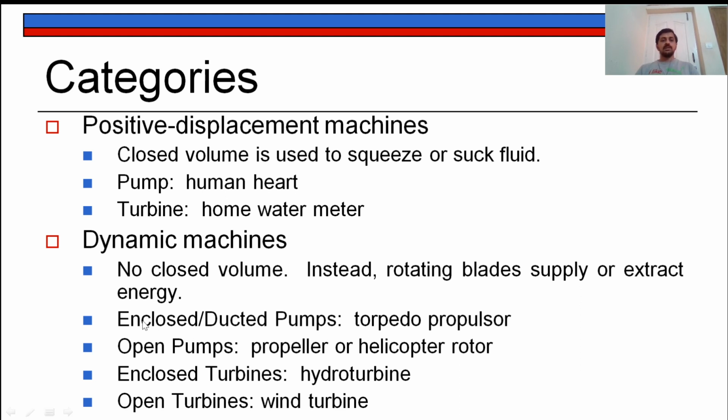Then there are other categories under dynamic machines: enclosed or ducted pumps, open pumps, enclosed turbines, and open turbines. All these come under dynamic machines. Even a wind turbine is a kind of open turbine.